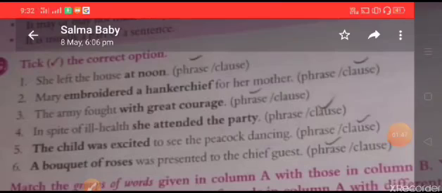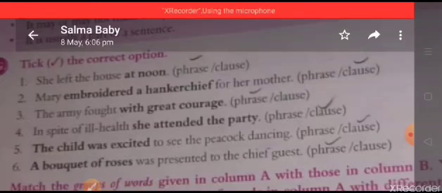In exercise number 1, we can see she left the house at noon. It is a phrase. Manny embroidered a handkerchief for her mother. Embroidered a handkerchief is a clause. The army fought with great courage. With great courage is a phrase.